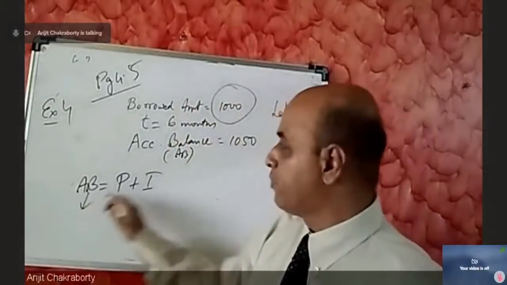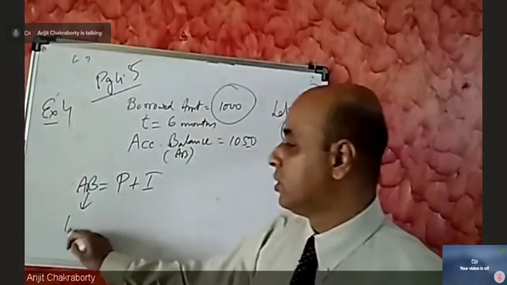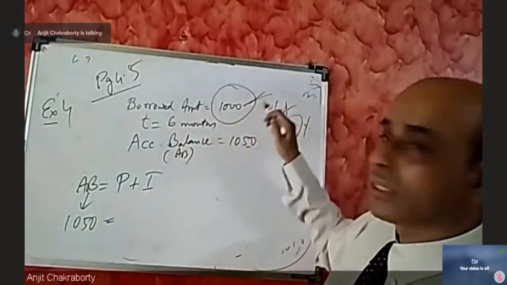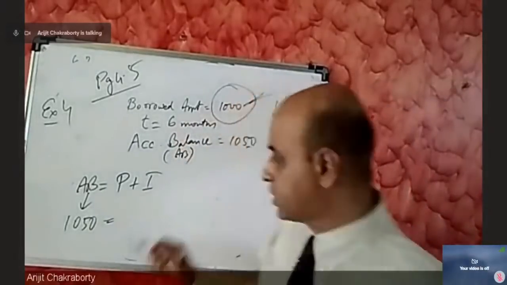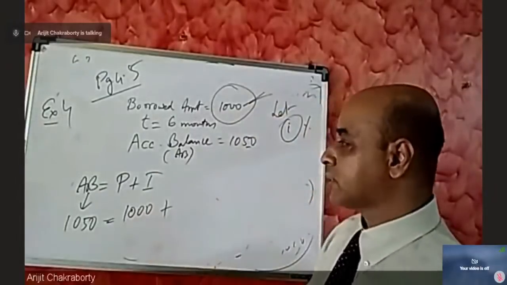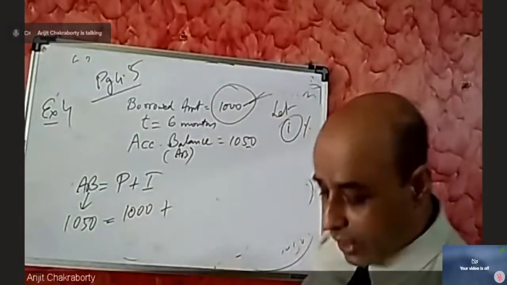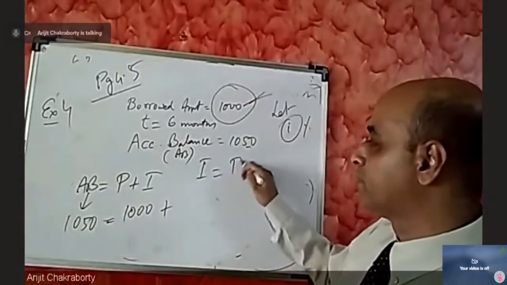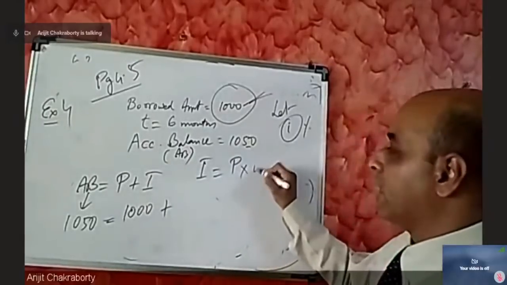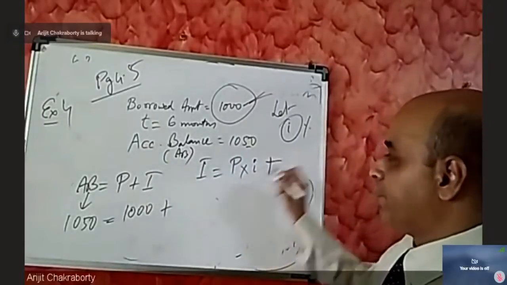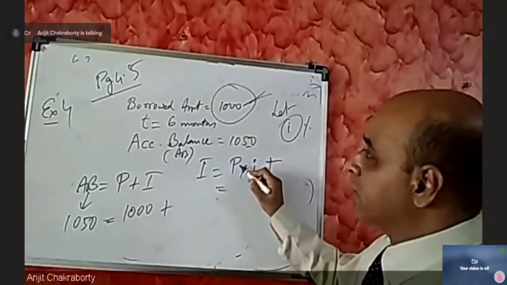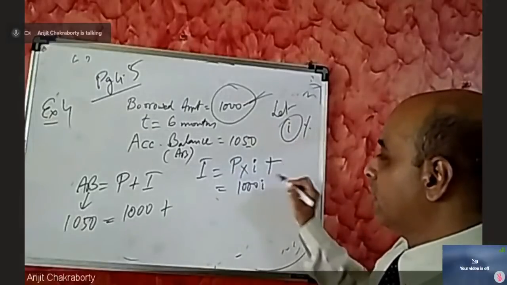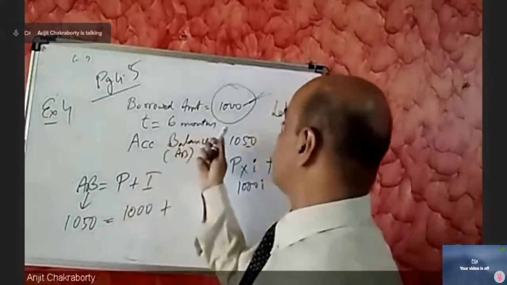You know the accumulated balance, this is 1050. You know the principal. Principal is the borrowed amount, which is 1000 rupees. So you write 1000 plus interest. Now we know interest is equal to how much? Interest formula is I equal to principal multiplied by interest rate into time. Okay? So the principal we know is 1000. Interest we have taken I, and time is equal to 6 months.